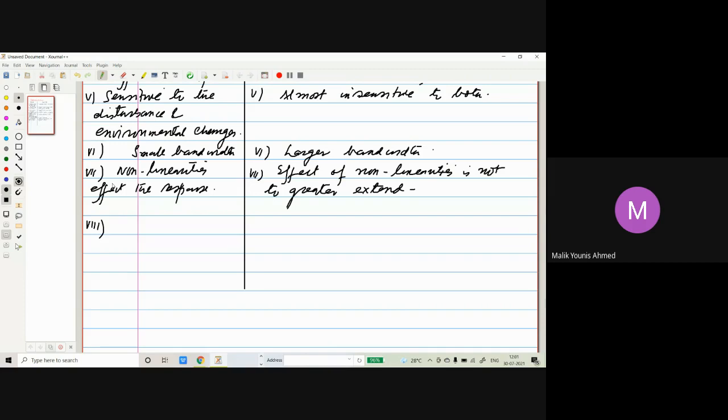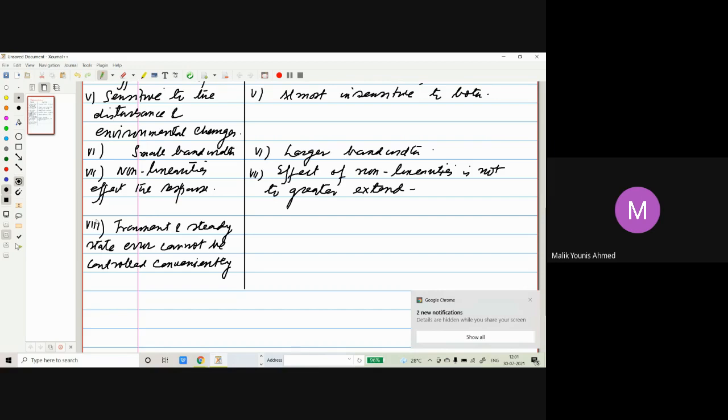Transient and steady state error cannot be controlled conveniently. Easily they cannot be controlled.